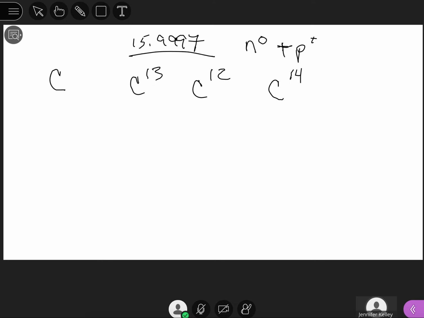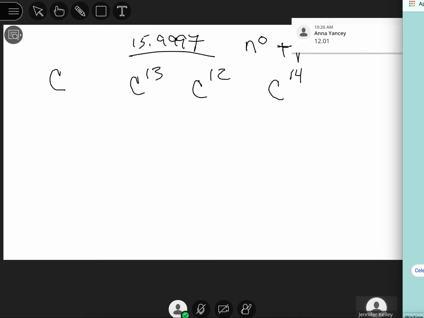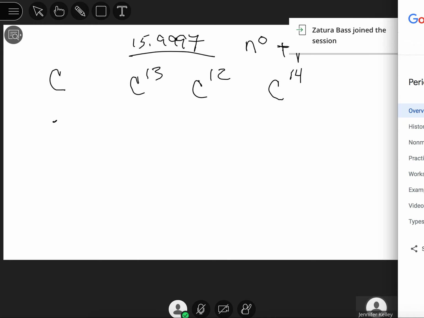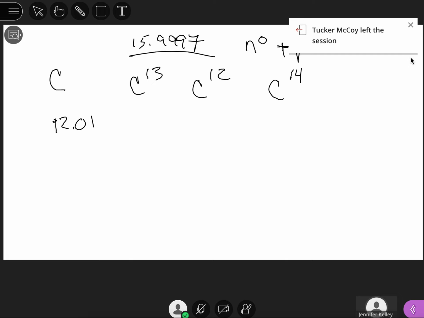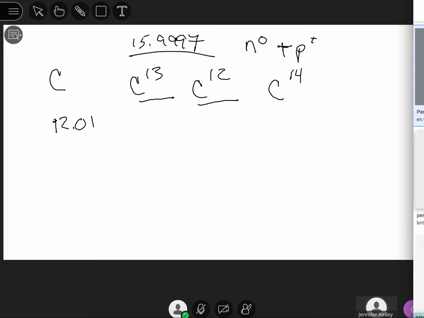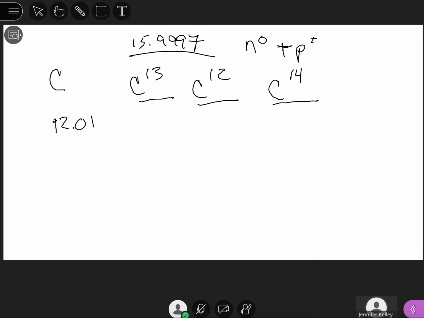Now, the atomic mass for carbon, and you may want to pull up a periodic table on a separate screen just so you can refer to it from time to time. Oh my gosh, lost my cursor. Okay, there it is. Yeah, thank you, 12.01. All right, that being the case, when I say carbon 13, that means the mass of that one is 13. Carbon 12, the mass of that is 12. And the mass of carbon 14 is 14.